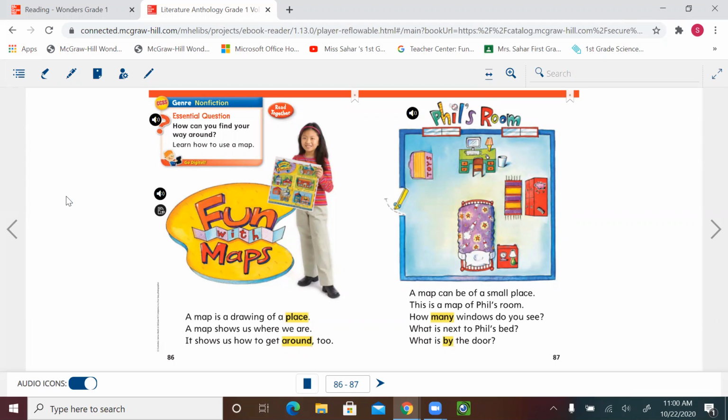So maps show you places that you need to go or help you to move around and visit and learn more about, let's say, a city or a town.